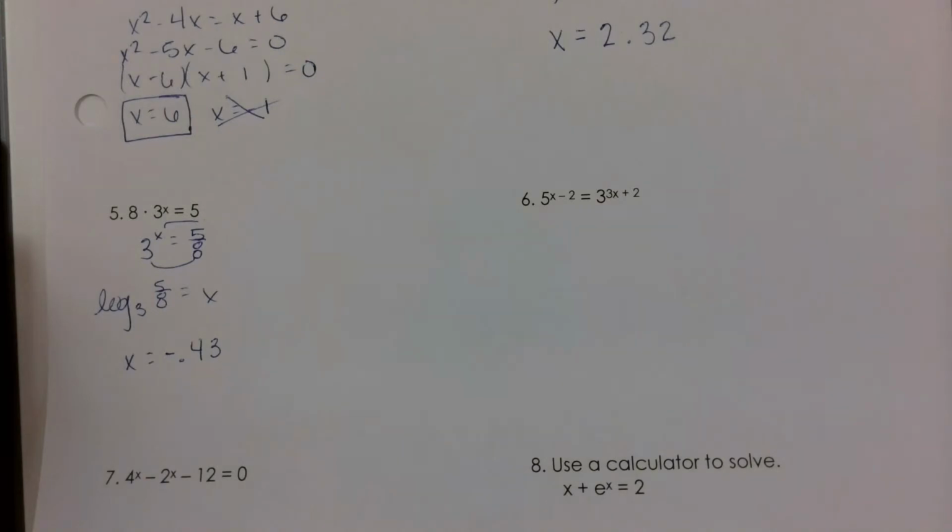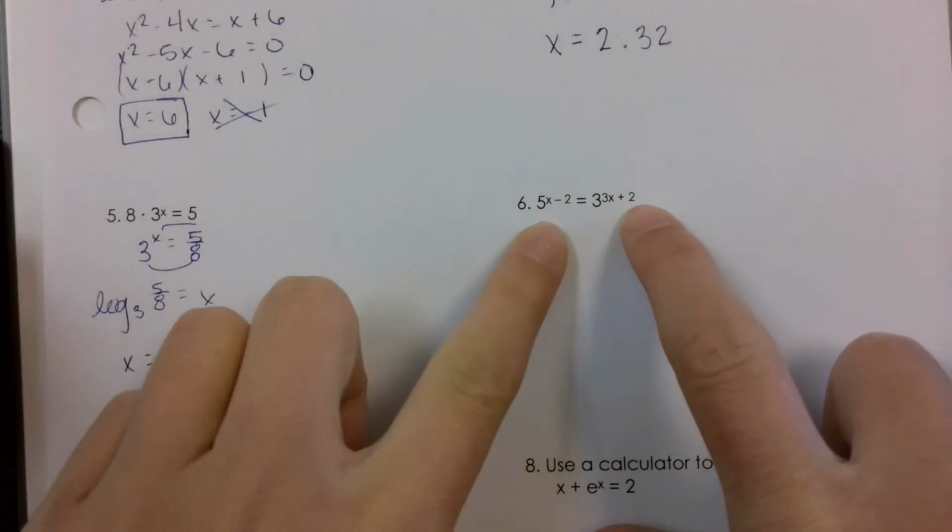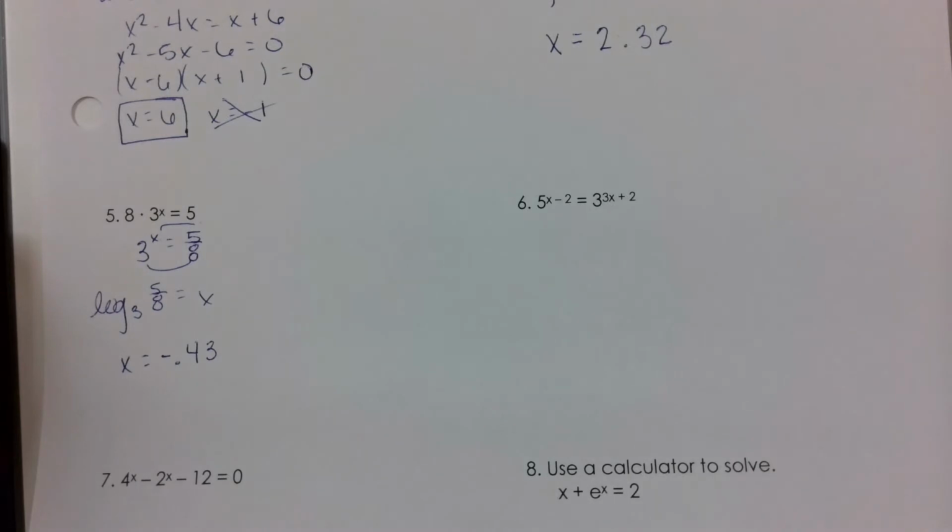Okay, so for number 6, this one's a little bit different. So we've got 2 different bases. We have 5 and 3. Is there any way that we could rewrite those so that they would be the same base? No. So now I've got to start thinking, what can you do to get those variables out of your exponent? Because we can't do anything when you have variables in your exponents, right? There's no way to solve that. So is there a way to move your exponent out of the exponent?